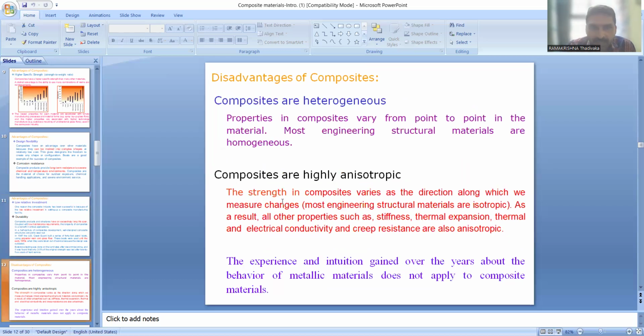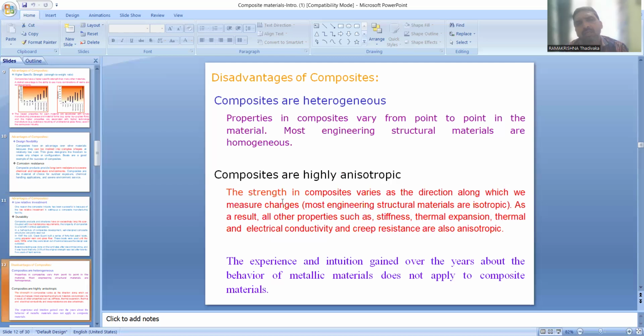Yes, in the same way, disadvantages also there. Composites are heterogeneous, right? Heterogeneous means the properties are not equal. Okay, properties in composite vary from point to point in the material. Most engineering structural materials are homogeneous, but composite materials are heterogeneous.